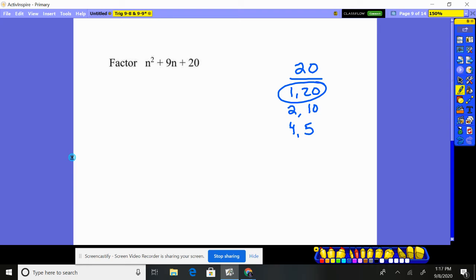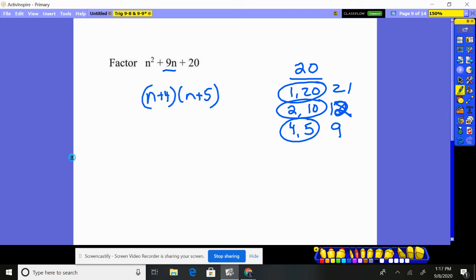The sum of these is 21. Is that what we want? No, we want a 9. 10 and 2, that's an 8. I don't know what I was thinking. 12. Sum of these is 9. That's the one we want. So it's going to be an n plus 4 times an n plus 5. That's what that factors to.